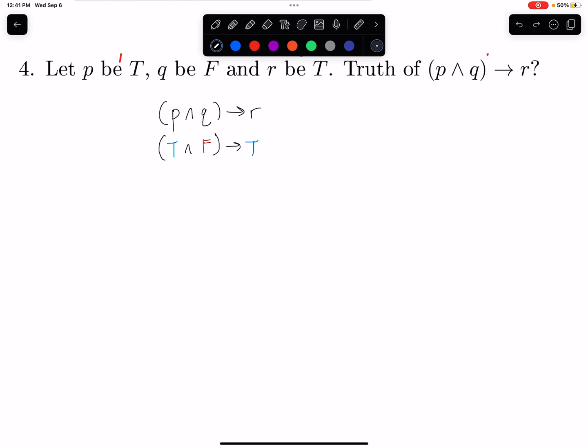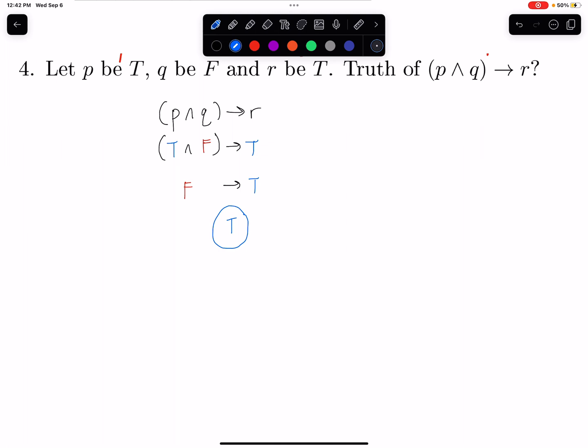Okay, next would be the parentheses. True and false is false. And then the true at the end, that just carries over. So now I have a conditional statement, and we just finished talking about the truth of conditional statements. If I started false on the left, the overall statement is automatically going to be true. And so there's your answer.